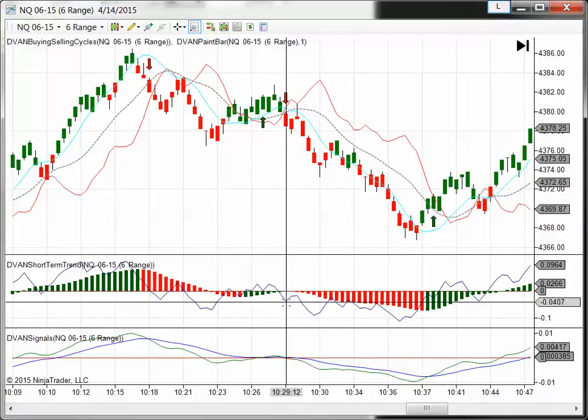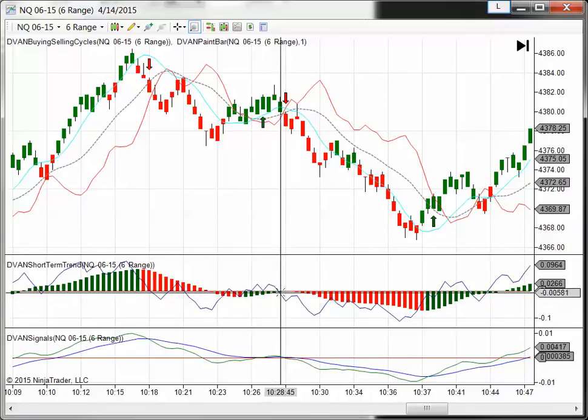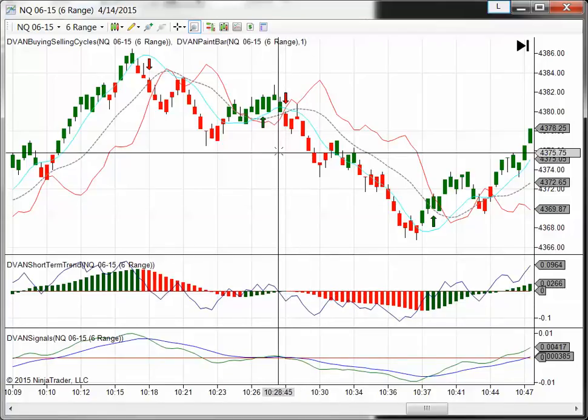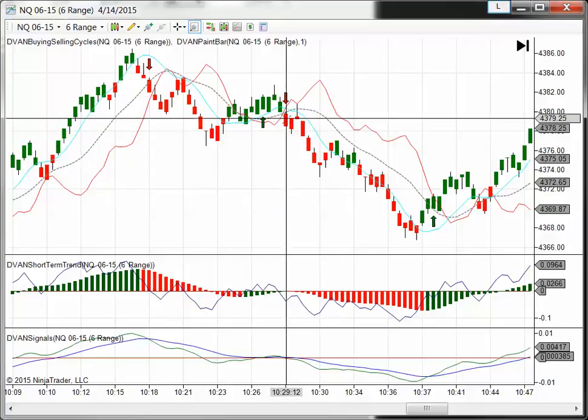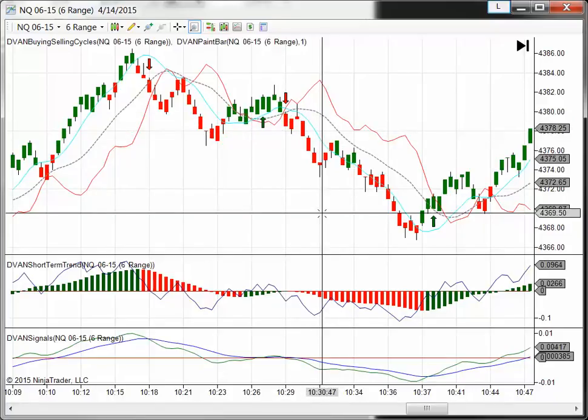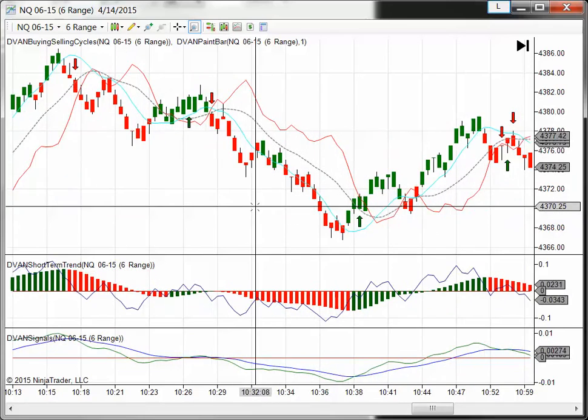The leading line is down and pointing down. The short-term trend is red. It's very small here, but it's red. We have a red price bar and a red arrow. So this shows us an immediate fall and a high likelihood of getting in the money immediately after entering that short trade.